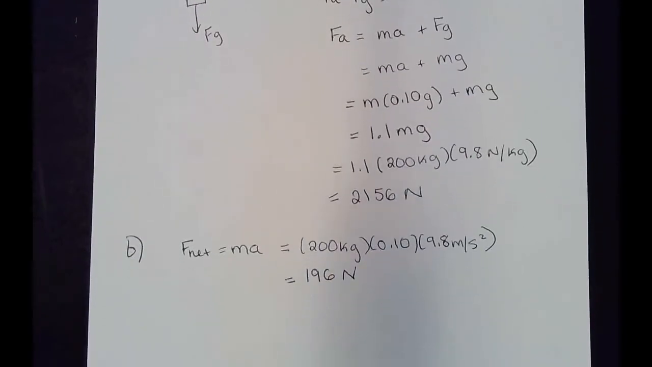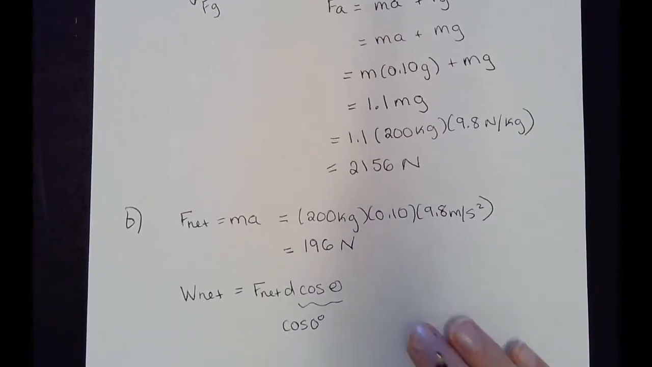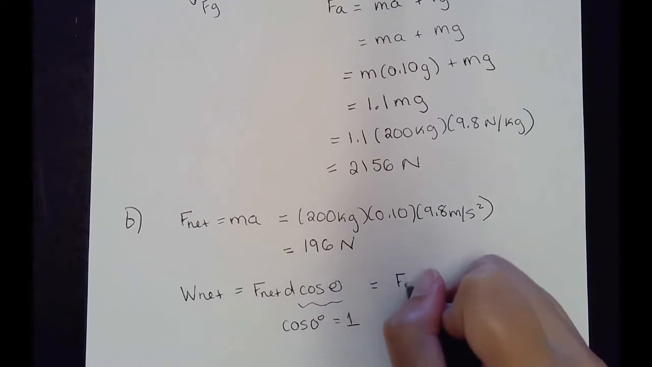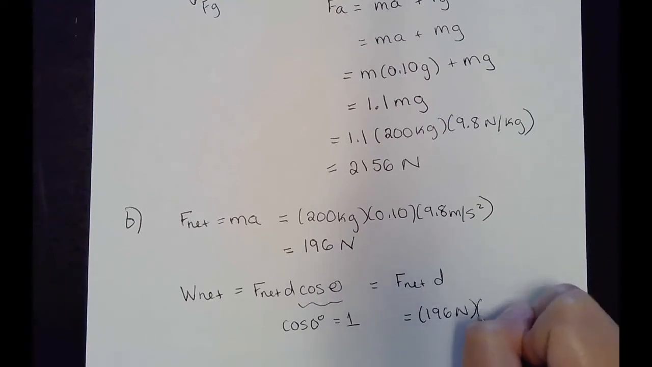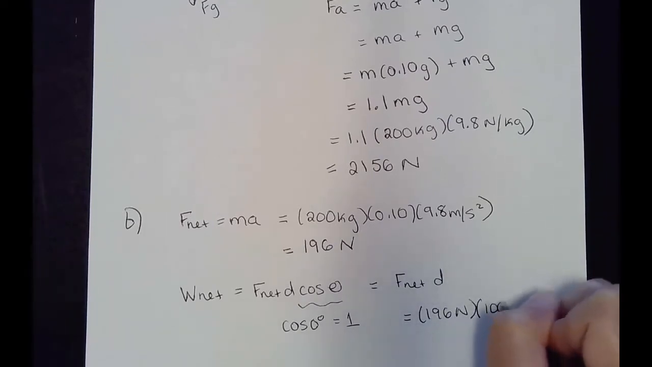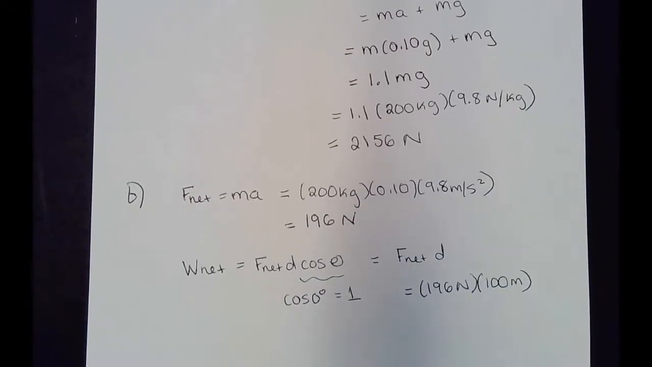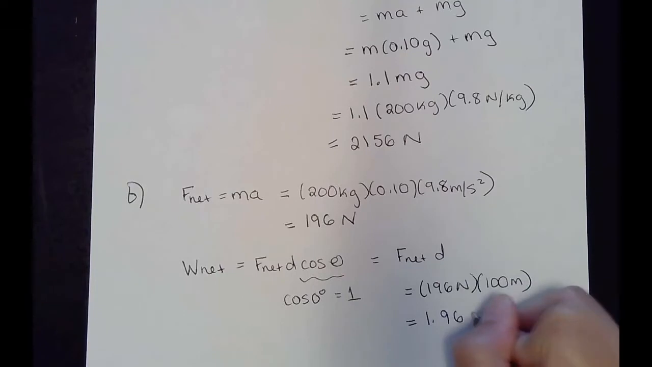So now we can plug that into our net work equation. The net work is F net d cos theta. This will be cos of 0 since the net force is directed in the direction the object is accelerating, which is up. So the net force is parallel to the displacement. That's 1. So this is just F net d, which is 196 newtons times 100 meters. So we get 1.96 times 10 to the 4 newton meters or joules.